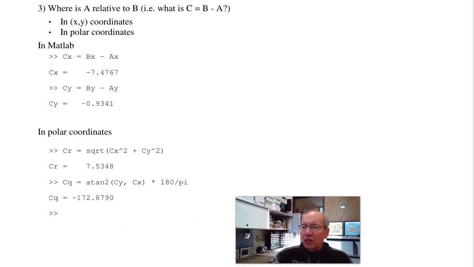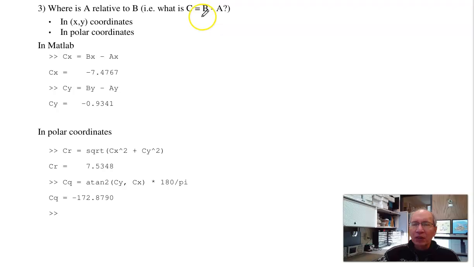Problem 3. I've got those 2 points. Where is B relative to A? Or what is B minus A? This works out easier in Cartesian coordinates. Take the difference in x's, difference in y's, and that is where A is relative to B.